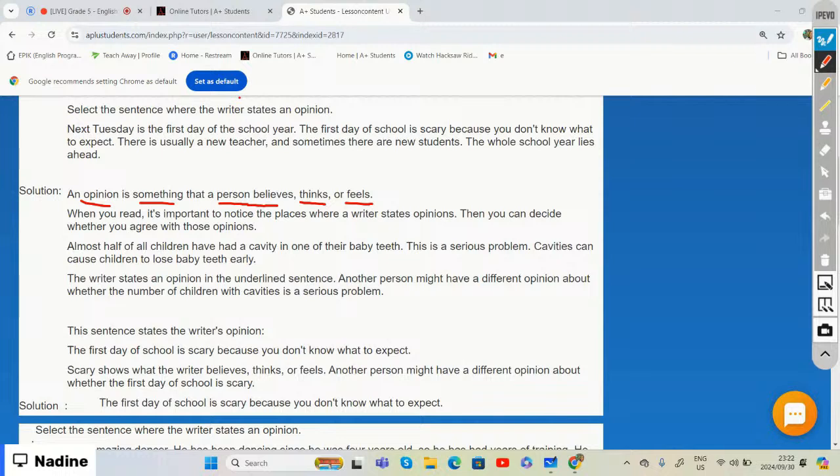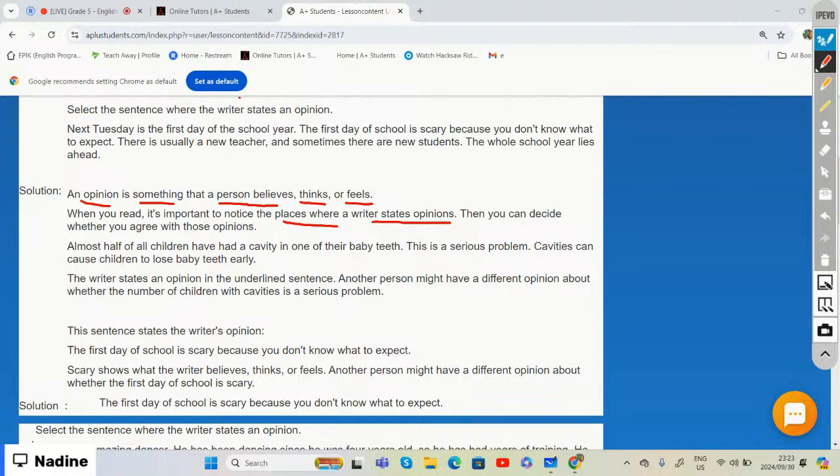And once again, we said an opinion is something that a person believes, thinks, or feels. That is an opinion. And when you read, it's important to notice places where a writer states an opinion. You will be able to know when you see a text that the writer is stating an opinion, right? Because now it means that the writer will basically tell us what he believes about something, what he thinks about something, what he feels about something. That will basically be his viewpoint on something, right?